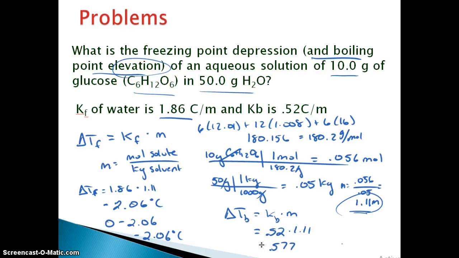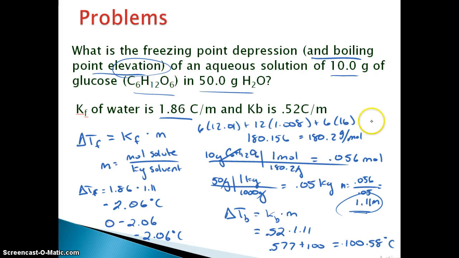And if I were to ask you what the new boiling point would be, well, we know that in Celsius, the boiling point of water is 100. So we would just add that to 100, giving us a new boiling point of 100.58 degrees Celsius. So not raising a whole lot, definitely dropping the temperature more for freezing than it is raising for boiling. But that's how you work out these problems.